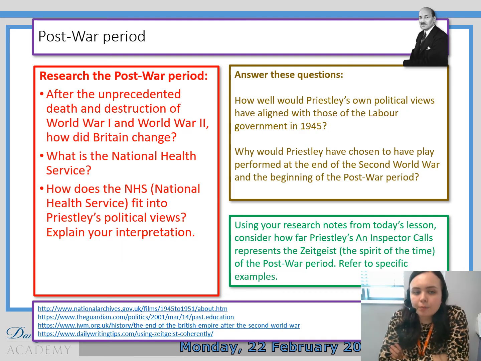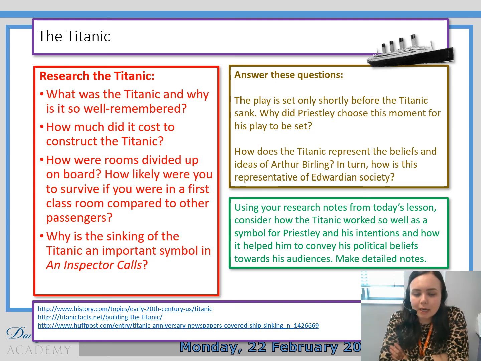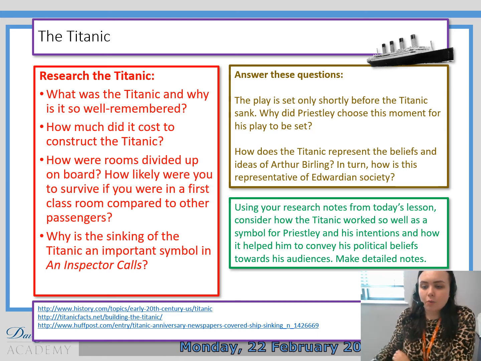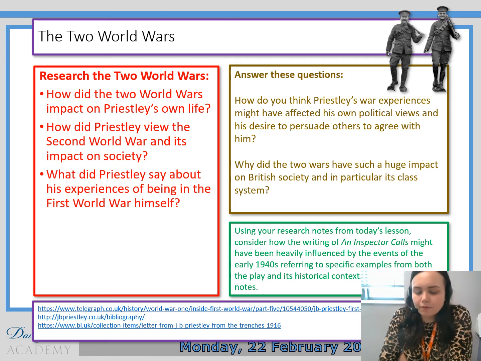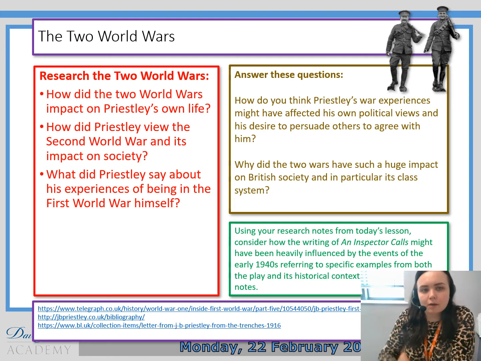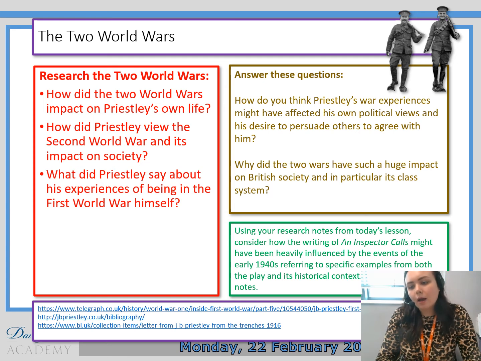You might want to have a look at the post-war period and think about how that might have had an impact on the play itself. Or you might want to have a look at the Titanic. You know that Mr Birling discusses it, and it's a huge part of the play's context. You might also want to include the two world wars, which are quite a heavy influence on the play. The idea is you pick whichever of these topics takes your interest and do the research into it, and then you share your findings with me and we can build and develop on those in our next unit of work.